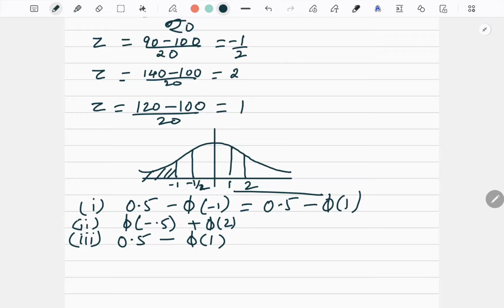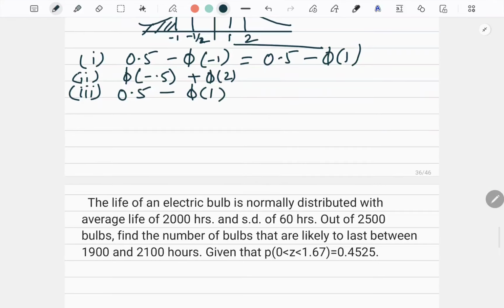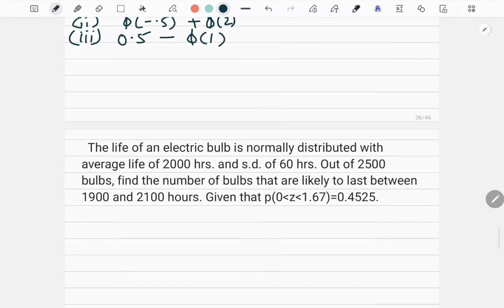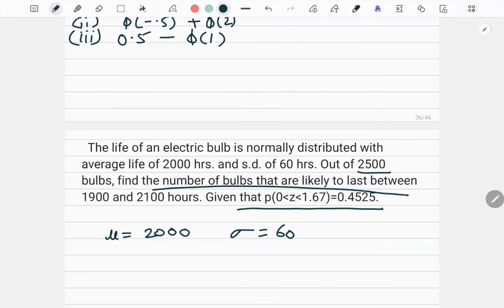So questions are very easy once you understand the concept of drawing the curve and how it should be calculated. Right? Same way, now look at this question. Now see, this is how they will give you the values. The life of an electric bulb is normally distributed with average life, this means mu is equal to 2000 and sigma is equal to 60. Out of 2500 bulbs, find the number of bulbs likely to last between this. This is exactly the same question we have done, but instead of 1900, it was 1950. So in the same way you can do the question and get the answer.